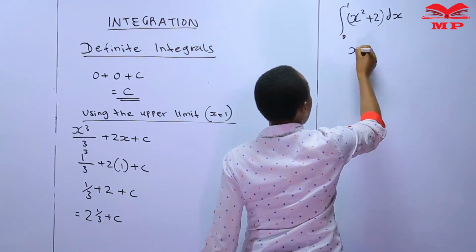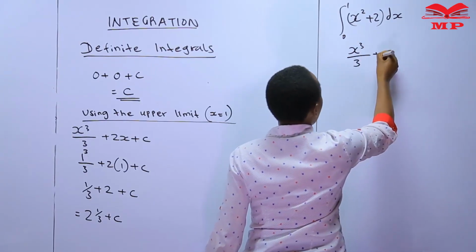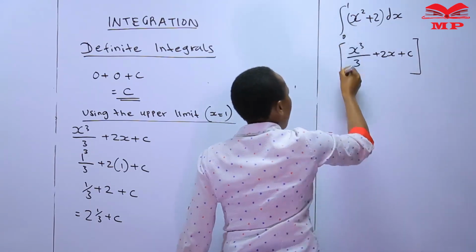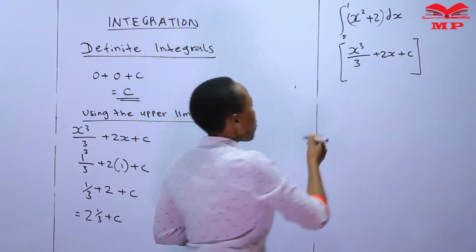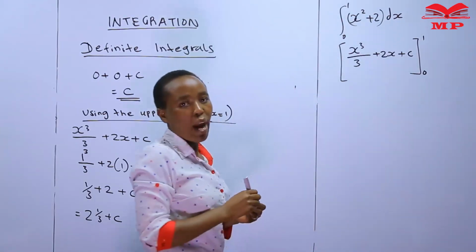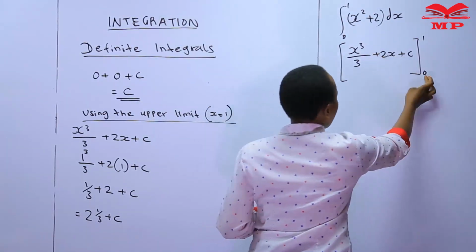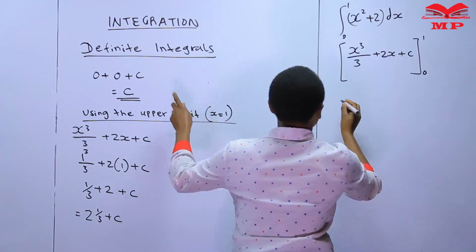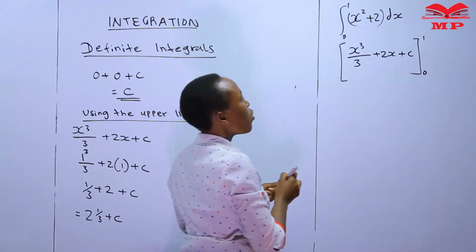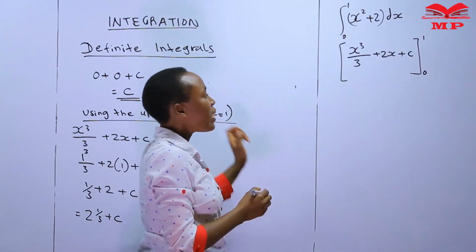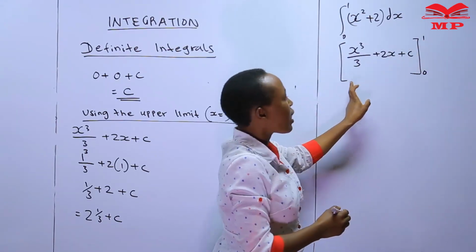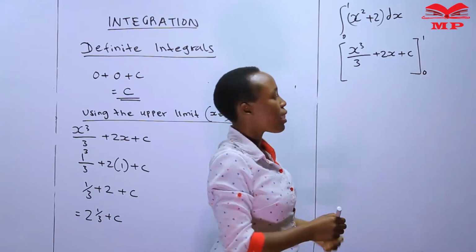whereby we are going to get x cubed all over 3 plus 2x plus c, and then now we put the limits. First, we substitute with 0, and then we substitute with 1. So when you substitute with 0, that's the time now we are getting. So in this case, when we want now to find the exact value, we are subtracting the integral when the limit is the upper one. We subtract now when the limit is the lower limit.